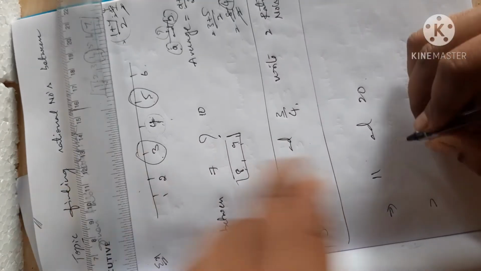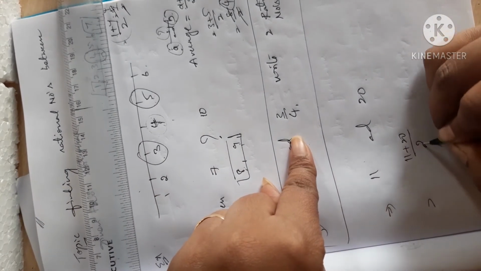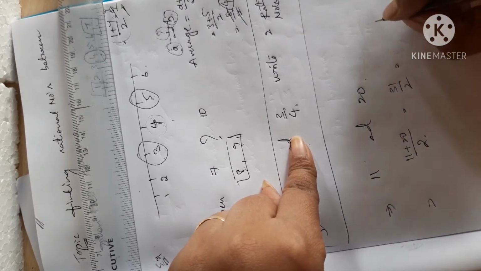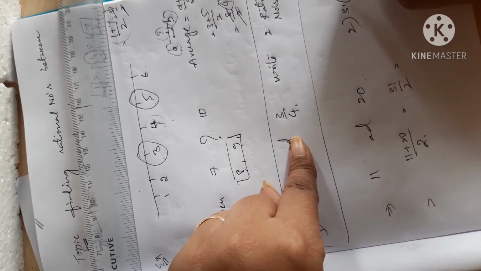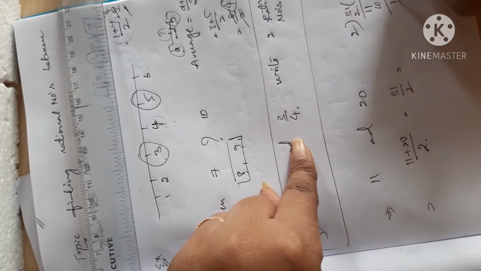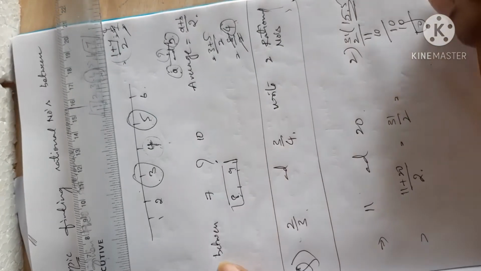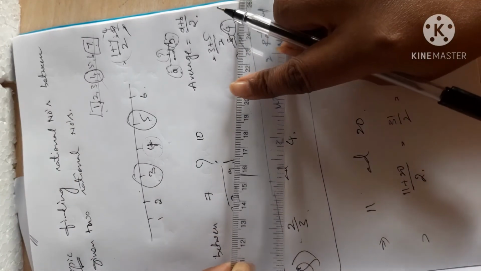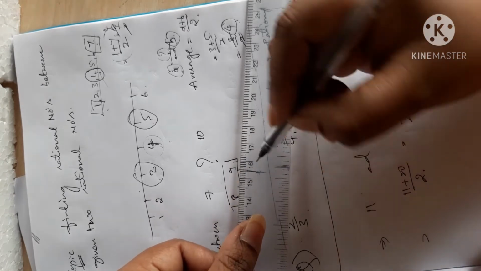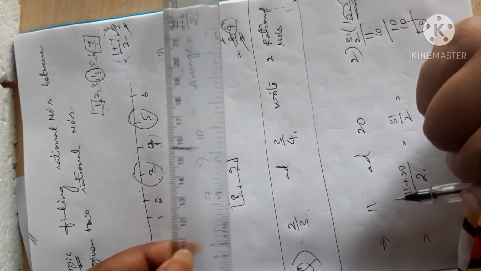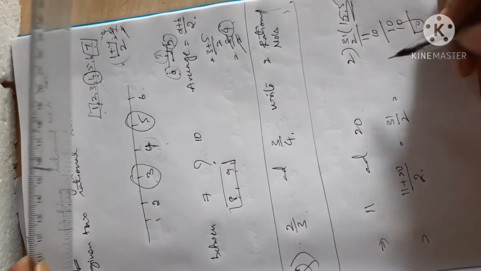So 11 plus 20 by 2. What is the answer? 31 by 2. 31 by 2 is nothing but 15.5. 2 fives are 10, so 15.5. Did you get the answer? 15.5. So from 11 to 20, between those two, exactly 15.5 will be the answer. Using the scale I explained, and the same thing I am explaining using the formula also.